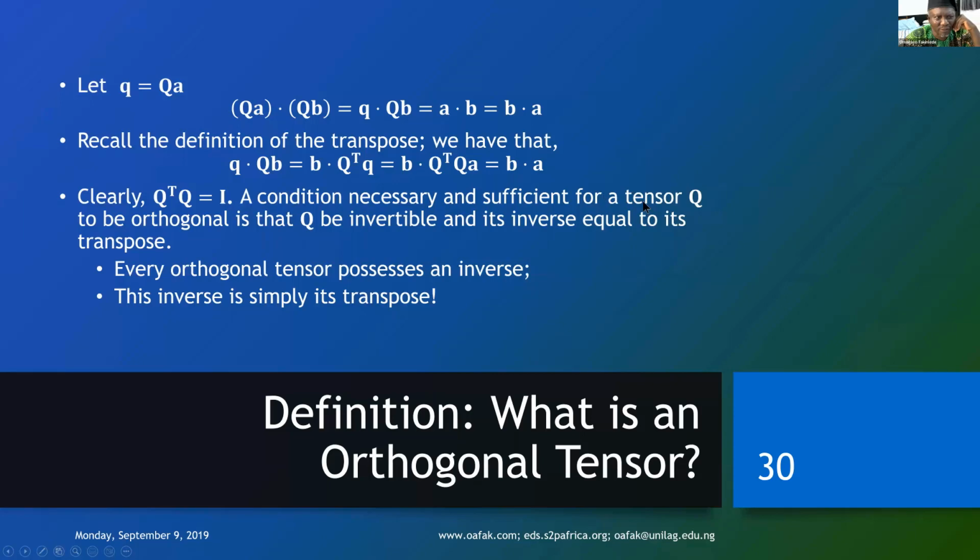A condition necessary and sufficient for a tensor to be orthogonal is that the tensor is invertible and its inverse is equal to its transpose. So one property of orthogonal tensors is that if you want to invert an orthogonal tensor, don't waste your time going through the difficult process of trying to get an inverse. Just transpose it. The inverse of an orthogonal tensor is its transpose. In some books, that is used to define what an orthogonal tensor is. But with the definition we have, we can always get that. Every orthogonal tensor possesses an inverse, for sure. If a tensor doesn't possess an inverse, it cannot be an orthogonal tensor. And the inverse is simply the transpose.